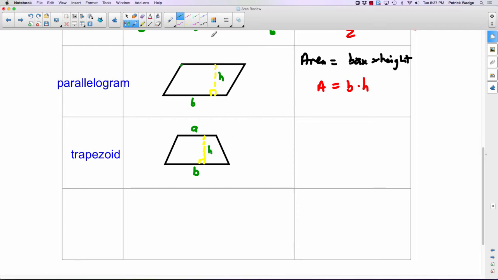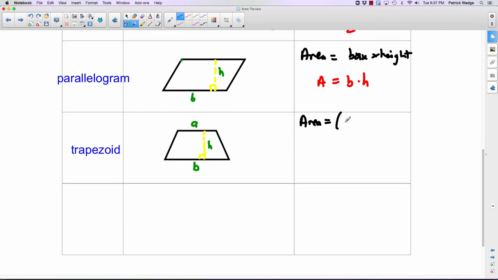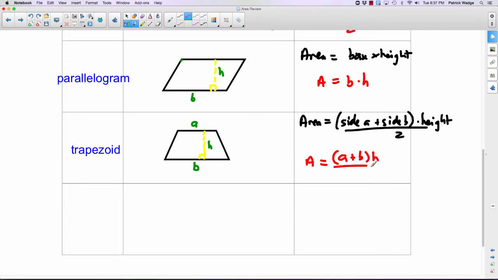Ready for the formula? It's pretty crazy. Area equals side A plus side B. You multiply that times the height, and then you divide it all by 2. Who wants to write that every time? Let's just write A equals A plus B times the height divided by 2. Let's give you an example.